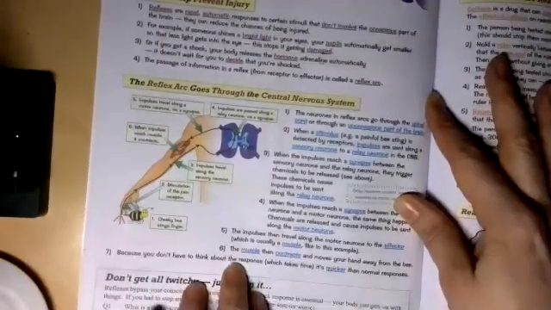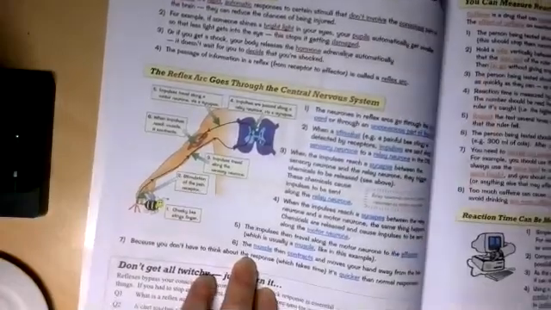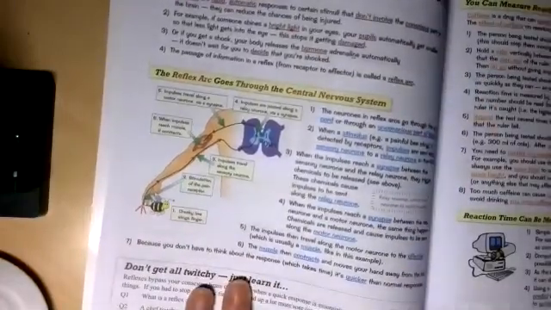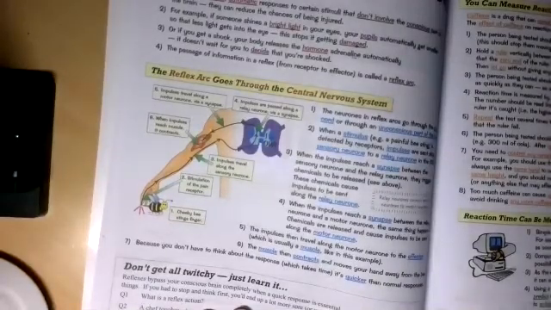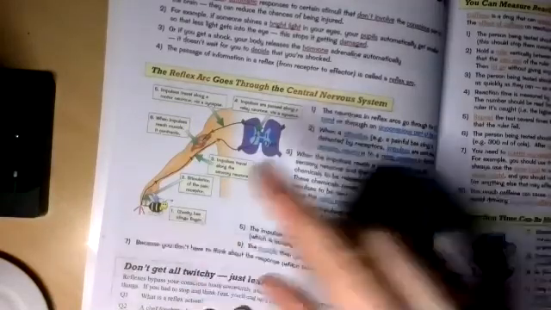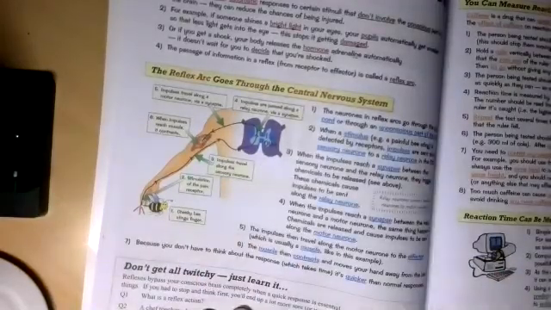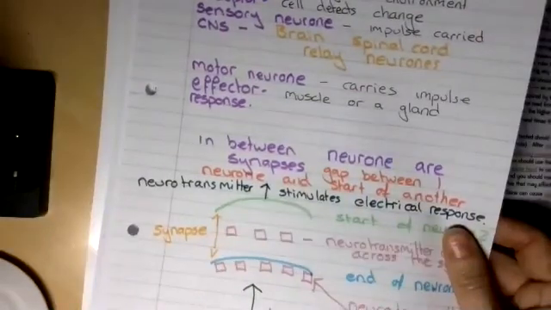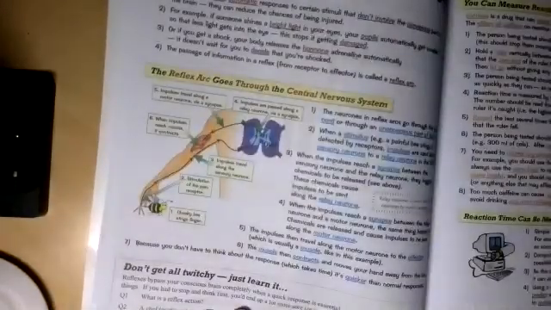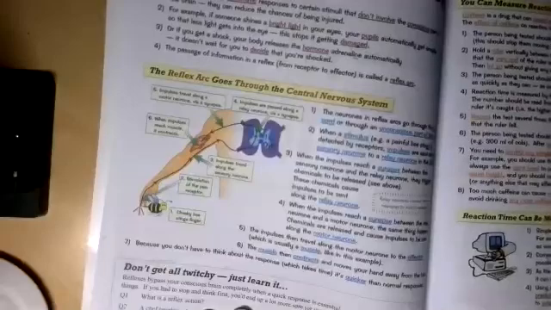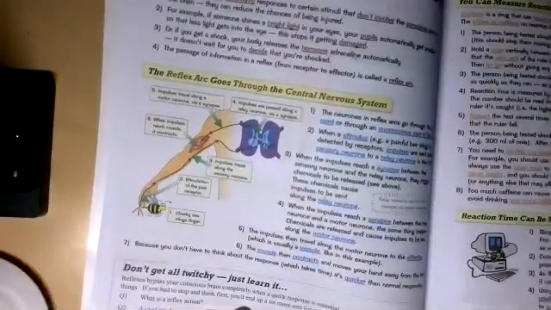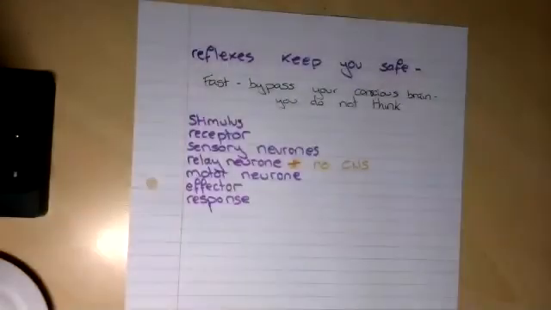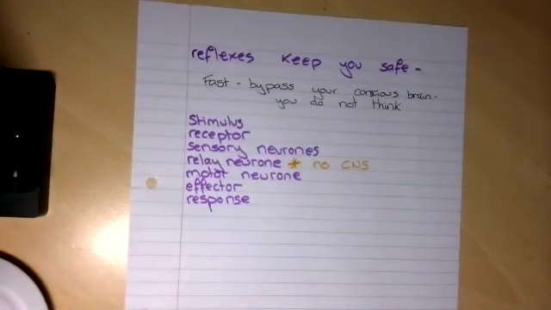So because you don't have to think about it, it's quicker. I mean, your responses of your nervous system are quick anyway, but the reflex arc is that much quicker than the nervous pathway response as we did here. And as I said, the reason for these is to help prevent injury. Now, that's page 60 in your revision guide if you wish to look at it.